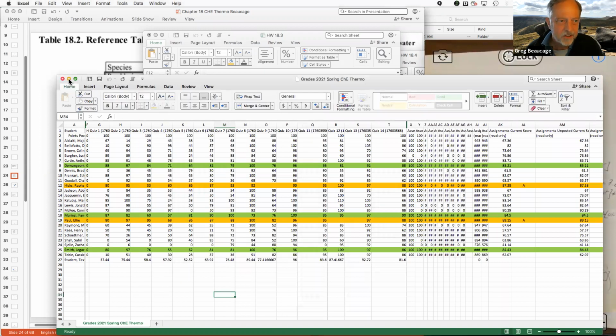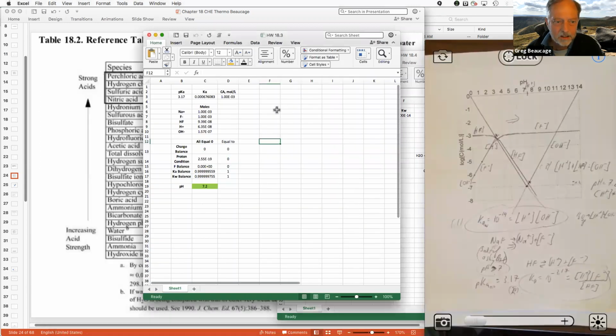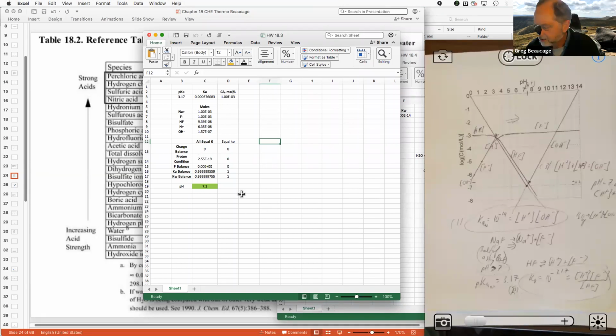That's the grade sheet. So I wanted to do 18.4 then too. So any other questions on this?